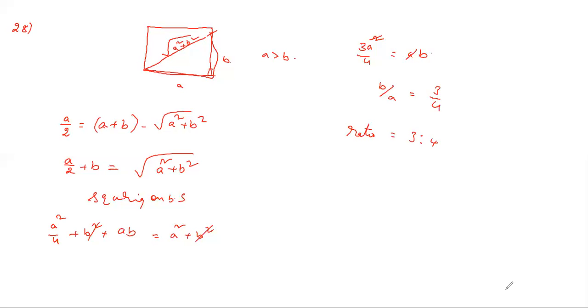We did. Yes, sir. Next, a string of length 12 is bent first into square PQRS. I think we did this same problem, same length of 12. Same problem. Here we have to find the ratio. See, classwork problem. What we get? 3 by 2.